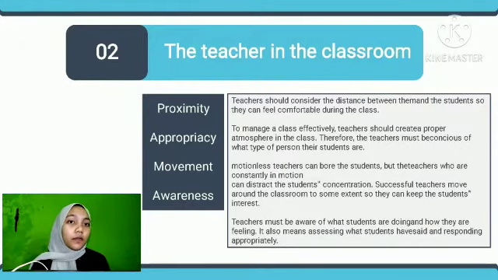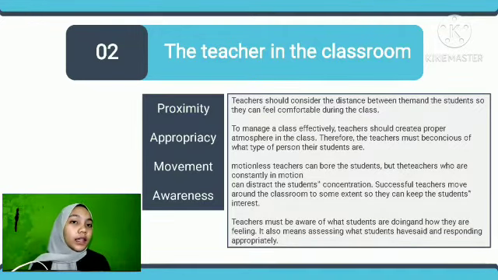The second, appropriacy. To manage a class effectively, the teacher should create a proper atmosphere in the class. Therefore, the teacher must be conscious of what type of person their students are. The third, movement. Teachers who never move can bore the students, but a teacher who is consistently in motion can distract the students' concentration. Successful teachers move around the classroom to some extent so they can keep the students' interest.